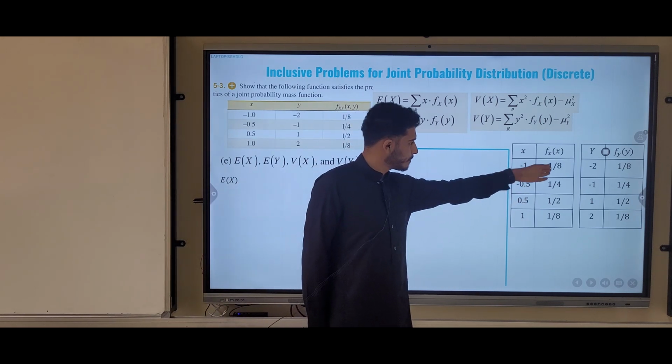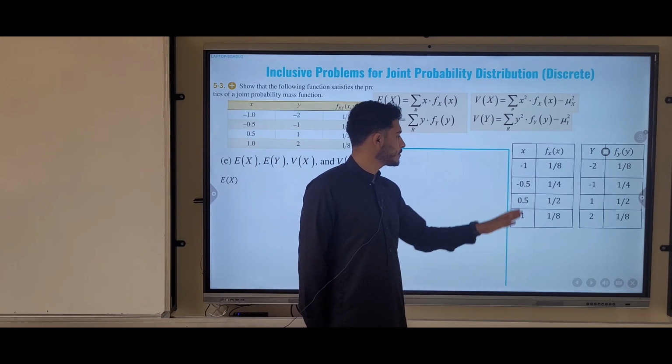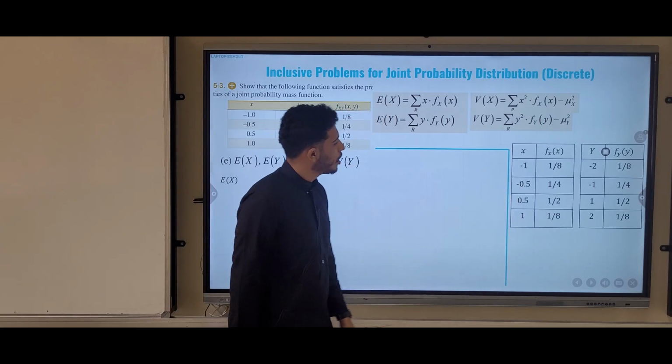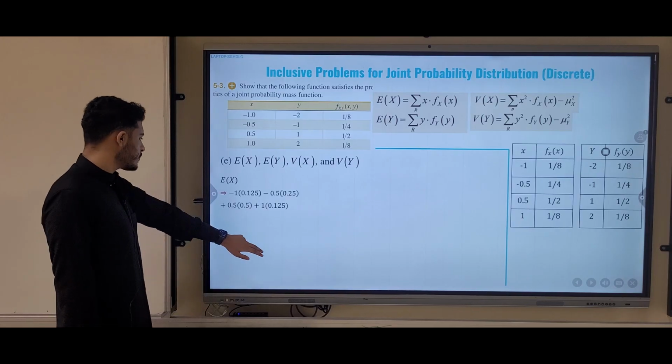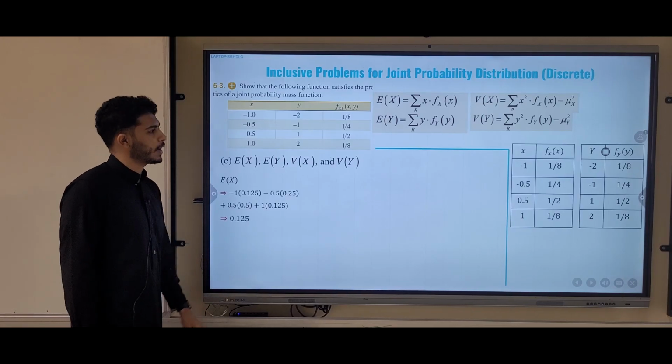So we can do minus 1 multiplied by 1 over 8, minus 5 by 1 over 4, 0.5 by 1 over 2 and 1 by 1 over 8. Sum everything together and you're going to end up with the expected value of x.